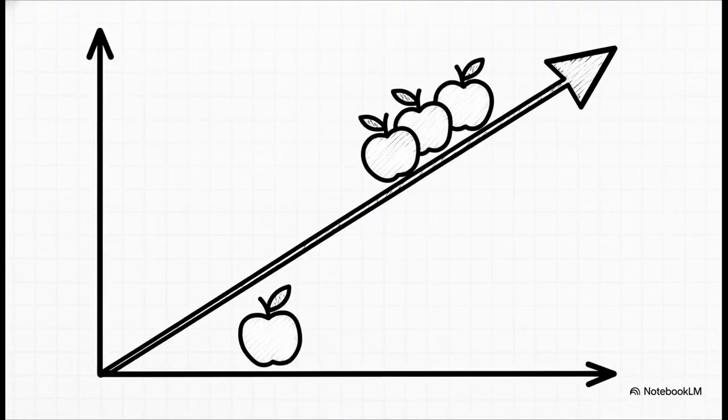Now, if we were to graph this apple data on a coordinate plane, it has to follow some incredibly strict rules to actually be considered a true proportional relationship.